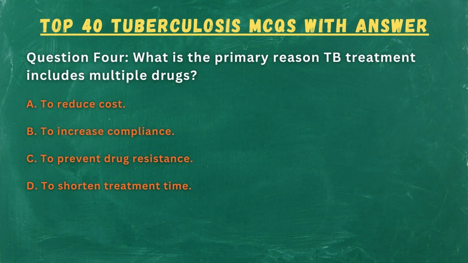Question 4. What is the primary reason TB treatment includes multiple drugs? A. To reduce cost. B. To increase compliance. C. To prevent drug resistance. D. To shorten treatment time. Answer. C. To prevent drug resistance.